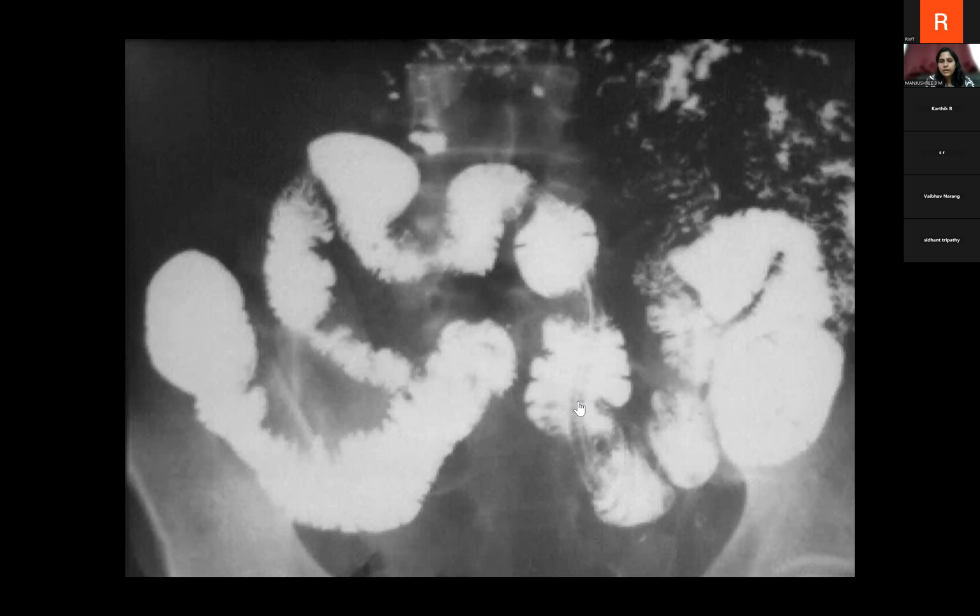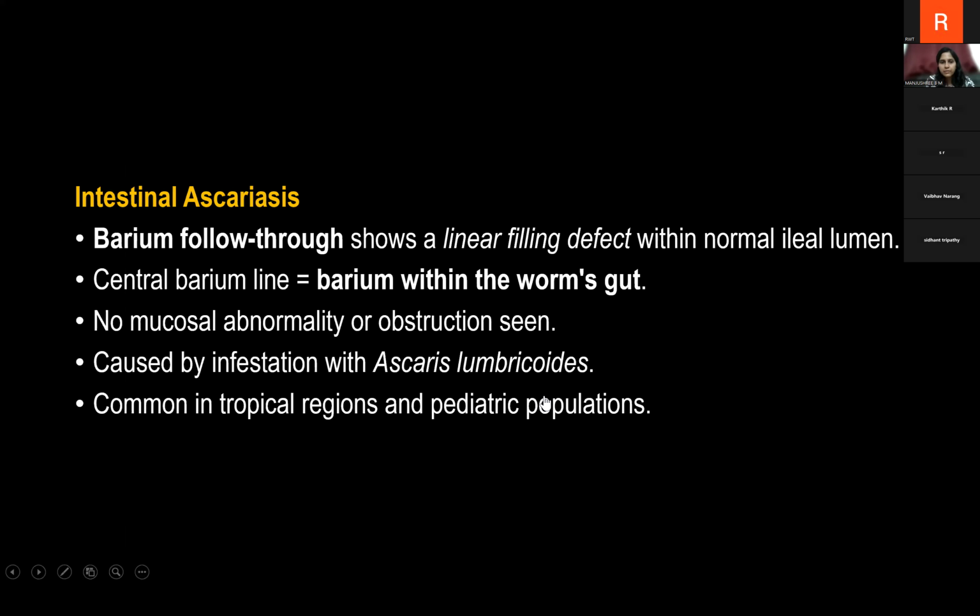Okay, so this is intestinal ascariasis. It's barium follow through, which shows a linear filling defect within the normal loops. And then there's central barium line also. There's no mucosal abnormality or obstruction. It is caused by infestation with Ascaris lumbricoides. It's common in tropical regions and pediatric populations. Okay, let's go to the next spotter now.